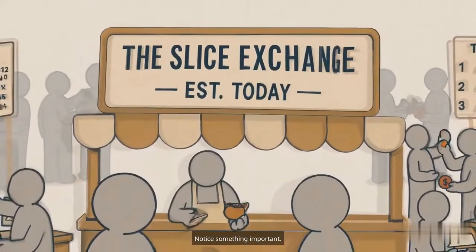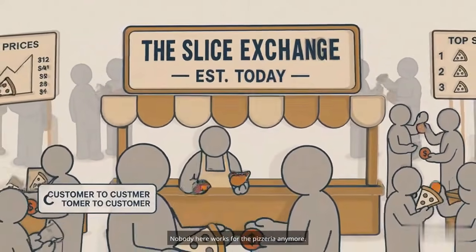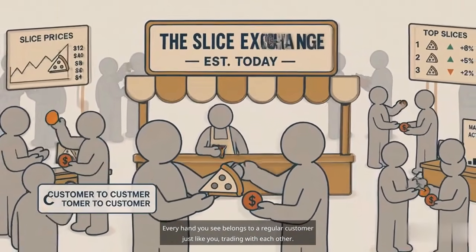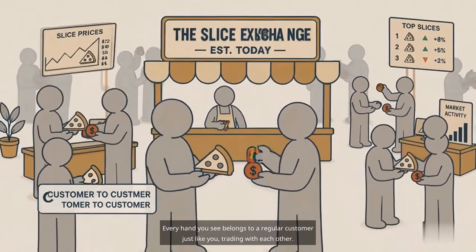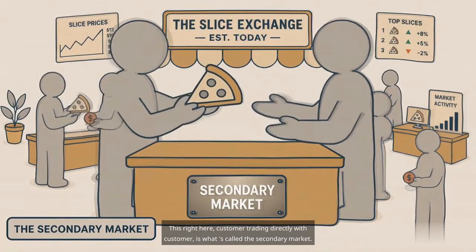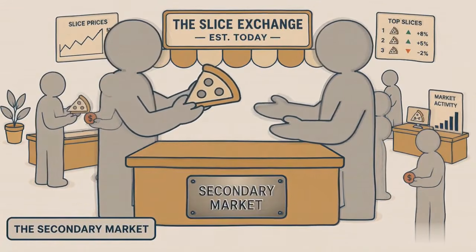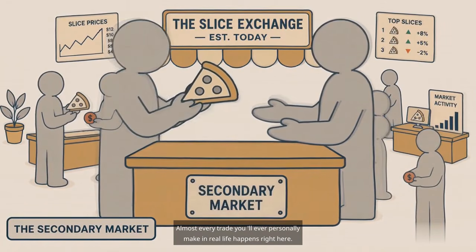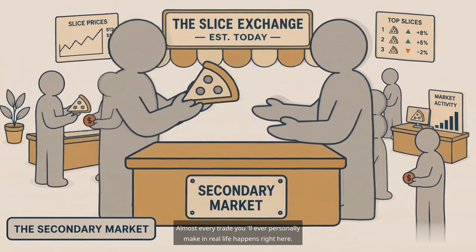Notice something important. Nobody here works for the pizzeria anymore. Every hand you see belongs to a regular customer just like you, trading with each other. This right here, customer trading directly with customer, is what's called the secondary market. Almost every trade you'll ever personally make in real life happens right here.